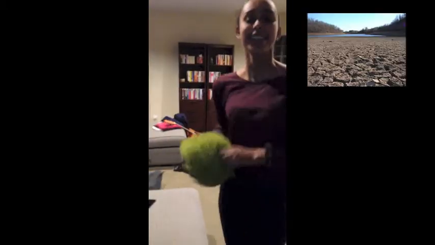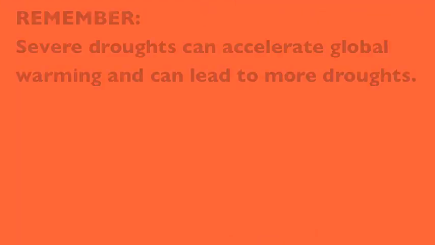Alright. Severe droughts can accelerate global warming and can lead to more droughts. With a severe lack of water, growth of trees and other plants will slow, so less CO2 is taken out of the atmosphere. In addition, more forest and grass fires will add CO2 to the atmosphere. Groundwater, lakes, and rivers will be depleted.